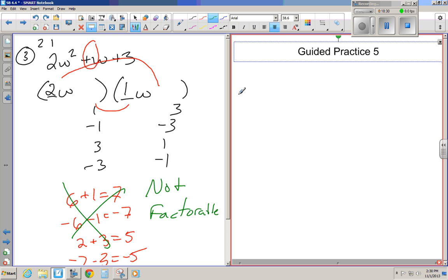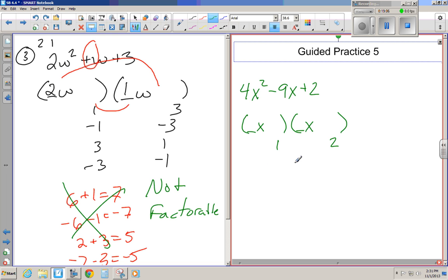Guided practice number 5. 4, I'm just going to use x, 4x squared minus 9x plus 2 is the first step. Writing the problem down correctly. Once you've written the problem down, you set up the answer. You know there's going to be a number there or here. So this was step 1. Step 2. Step 3, what are all the factors of 2?